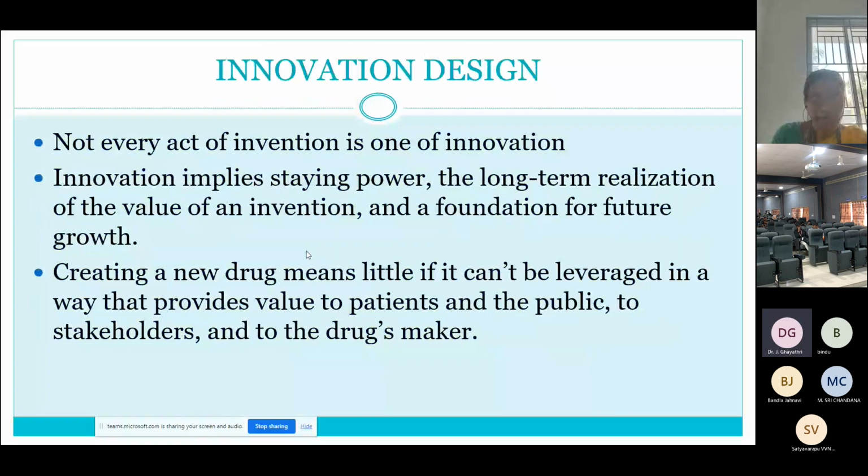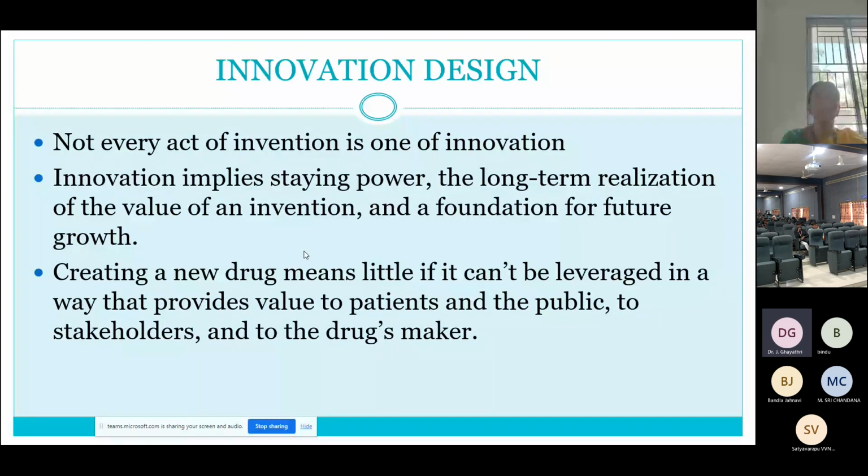Then after doing all this, innovation design. Not every act of invention is one of innovation. So you cannot say all inventions come under the innovation category. It should be a sustainable one. It should come in long-term realization. Just coming and going will not become a good innovation. So that may be an invention, but it is not an innovation.